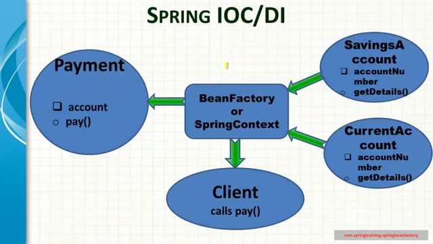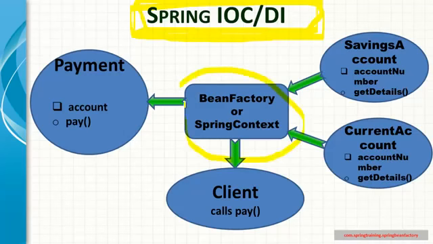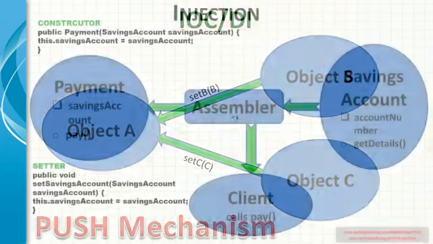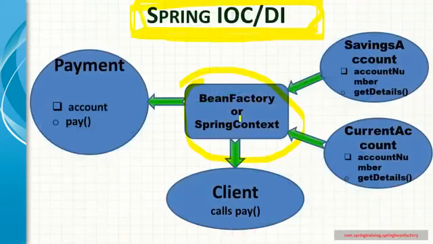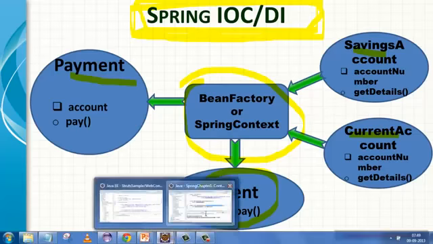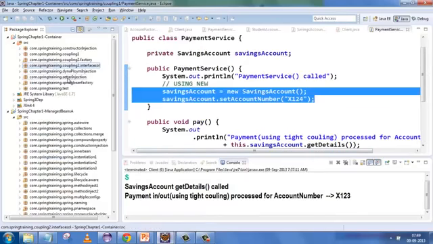We'll see a quick example. If we say Spring IOC and DI, that's what it is. The Bean factory or the Spring context is nothing but your push mechanism, your assembler, and it is responsible for creating your saving account, creating your current account, creating your payment object, and giving the client your payment object. So let's see how it translates into code.